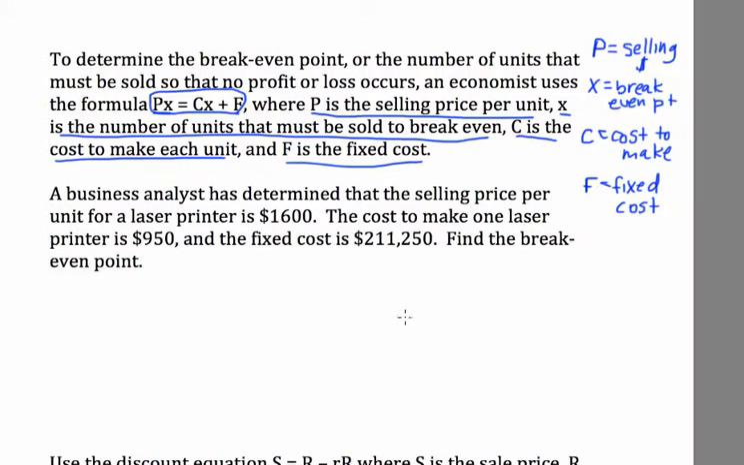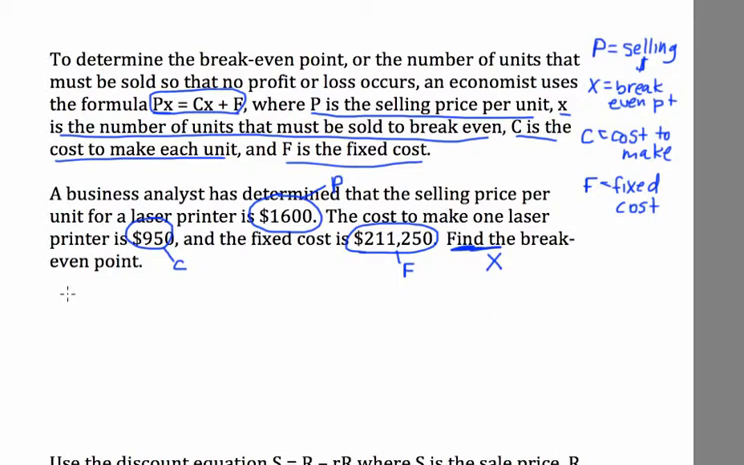So now here's the problem part of it. A business analyst has determined that the selling price for a laser printer is $1,600. Ooh, so $1,600 is the selling price. That's P. The cost to make one laser printer is $950. $950 cost to make. That's C. Fixed cost, $211,250, so that's F. And so we have to find the break-even point. We're going to find X.